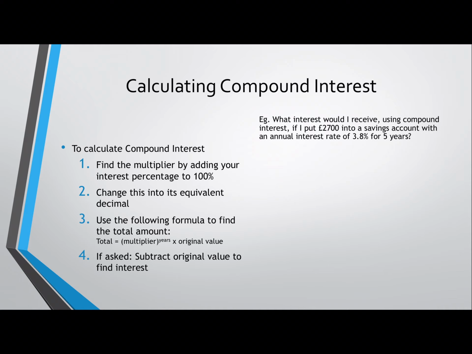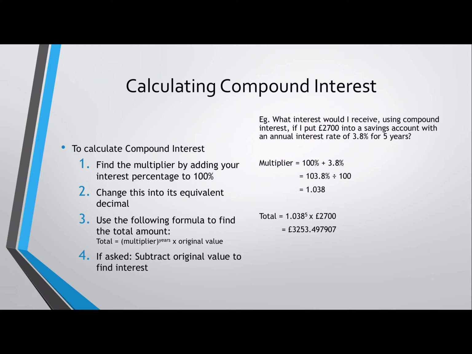Again, this is assuming we don't put any extra money in, we don't take any money out, we just leave it as it is. So our multiplier that we need to find, we've got 100% plus the 3.8. So we get 103.8%, which we divide by 100 to change into its decimal, that's step 2. So we get 1.038. Now we need to use the formula in step 3. So our total amount is our multiplier, 1.038 to the power of the number of years, which is 5, times by the original value of what we've put in, which is £2,700.